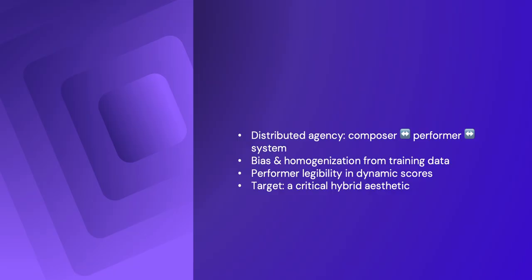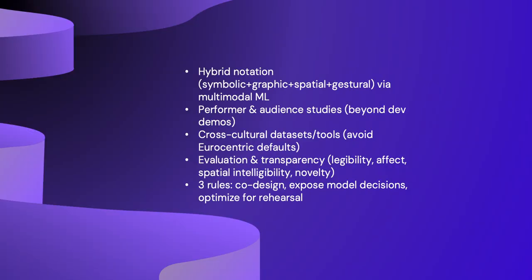My target is a critical hybrid aesthetics. Use AI where it improves clarity or expands possibility, but keep the system legible. Document how outputs are made. Credit human and machine contributions and make room for performer interpretation. In this frame, AI supports creativity without replacing intention or diversity.